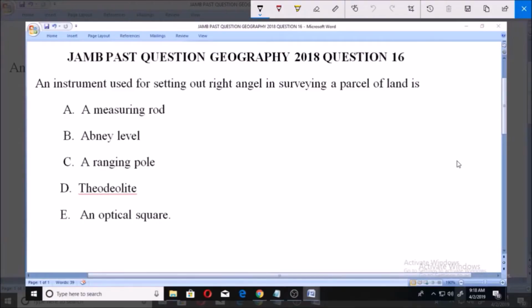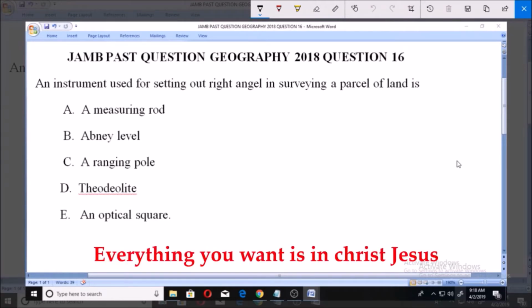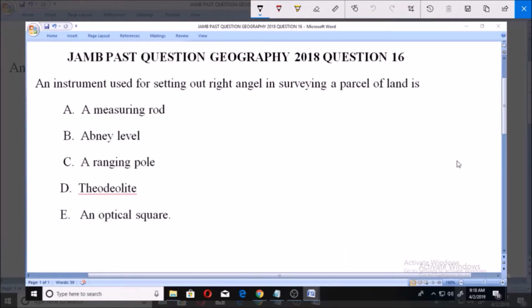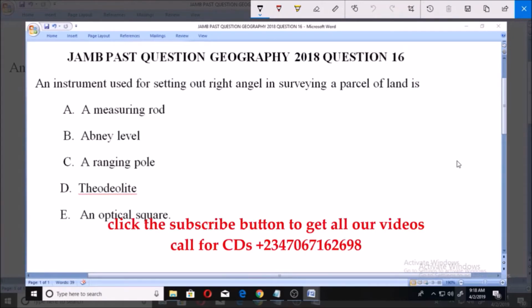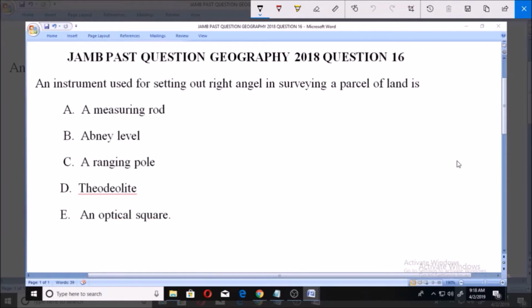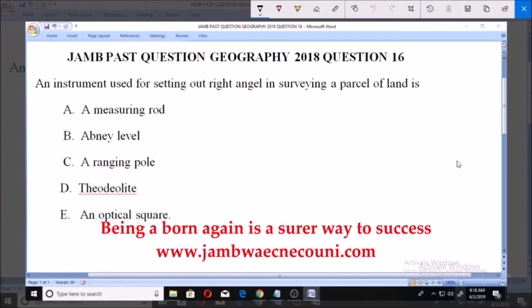Let's look at this Jamb past question, Geography 2018, question number 16. An instrument used for setting out right angle in surveying a parcel of land is: A. A measuring rod, B. A fly level, C. A ranging pole, D. Theodolite, E. An optical square.